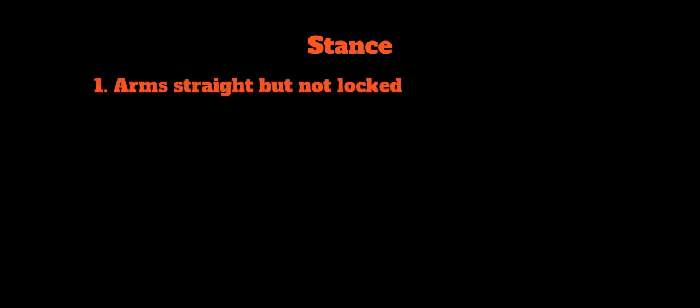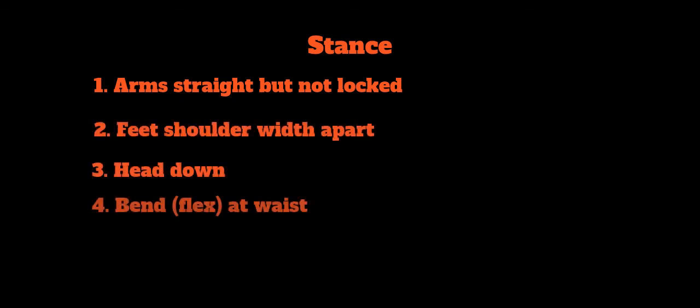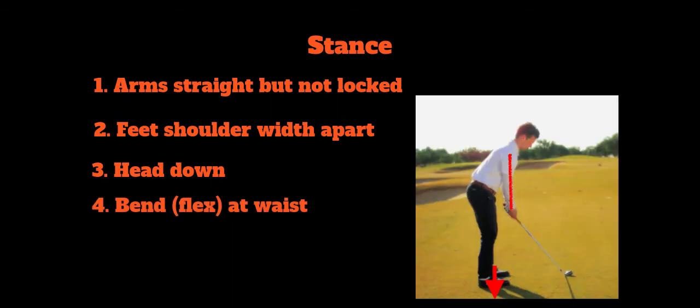Now let's talk about the stance. On the stance, your arms are straight but not locked. Feet shoulder width apart. Head down. And there's a flexion at the waist. So it looks like this here. It looks like he has some sort of a wood that he's hitting.